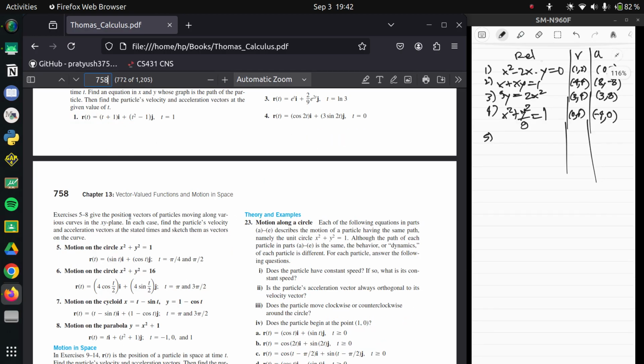We don't need this table anymore. Sure. The fifth is, so 5 to 8 give the position vectors of the particle along the various curves in the xy plane. Okay, so given that, find the particle's velocity and acceleration vectors at the stated times. Okay, once again the same stuff. Sketch them as vectors on the curve.